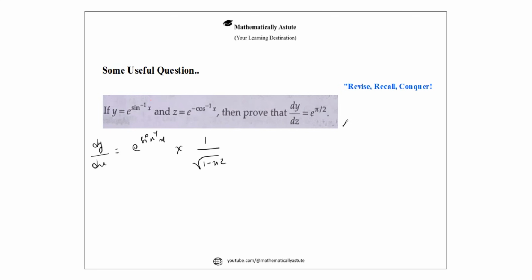The differentiation of e will remain as it is. The differentiation of sine inverse x will be 1 by root over 1 minus x square, and the differentiation of x is 1. That's why I haven't written it. Again, dz by dx is e to the power minus cos inverse x times minus 1 by root 1 minus x square, and we also have minus 1 over here, so this will be e to the power minus cos inverse x divided by root 1 minus x square.